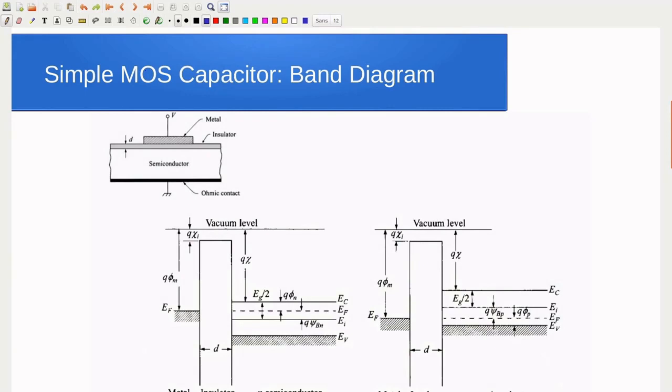Though it is not a transistor, the basic concepts related to MOS capacitors will help us to understand MOSFET in detail. So let's see what a MOS capacitor is. Let's see about the MOS capacitor in detail. The figure on the top shows the basic element of a MOS capacitor.